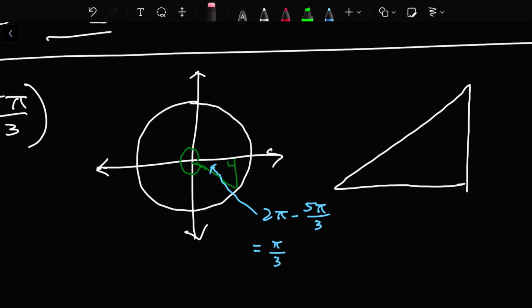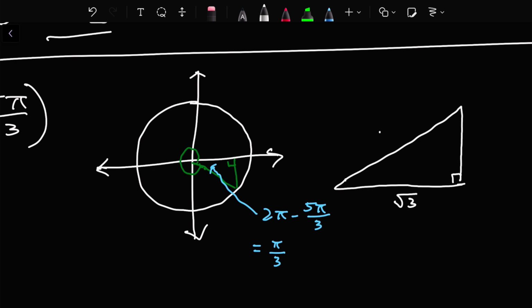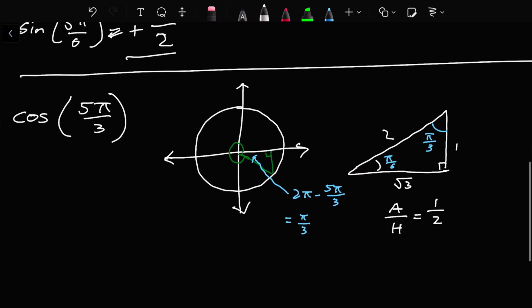This, let's just get rid of that bit. Root 3, 2, 1. This is pi on 6. And this is pi on 3. Cool. We're looking for the cosine, which means we want the adjacent over the hypotenuse, which is equal to, at pi on 3, also 1 over 2. Similar to last time. Okay. Great.